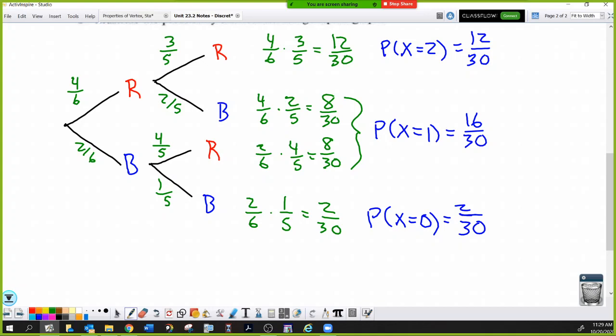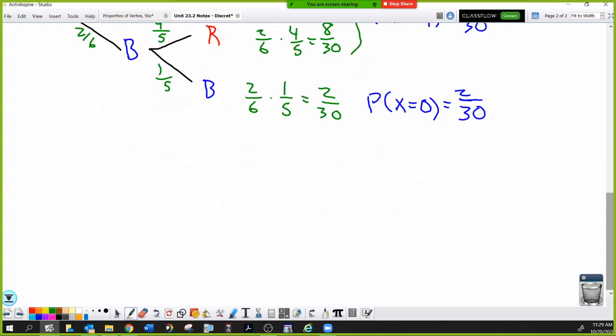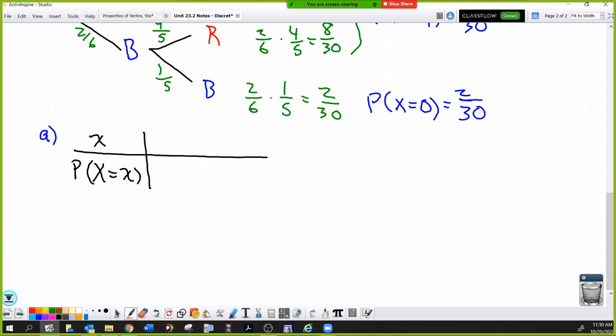Now that we have that, we can actually do part A. I say we just make a probability distribution table for x. Okay? 12, 16, and 2. A. We have x, and the probability that you get that number. 0, 1, 2.